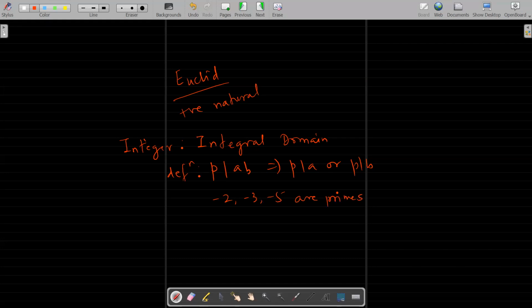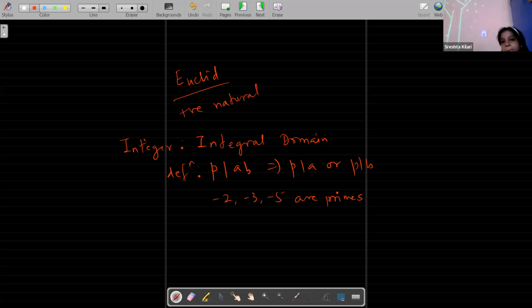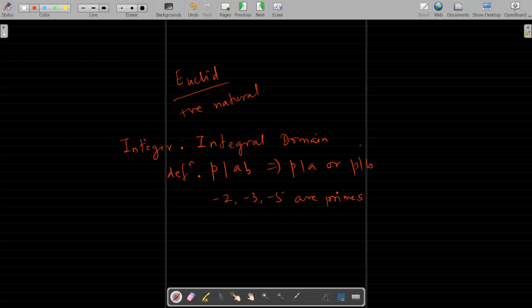But classically, or traditionally, we don't take negative numbers as prime numbers because they were developed in the period when people were dealing only with positive natural numbers. Is that clear? Are you convinced? By the way, let me comment on this definition.